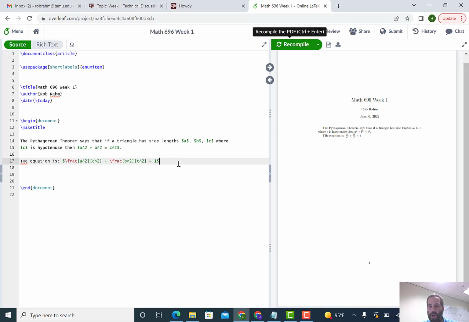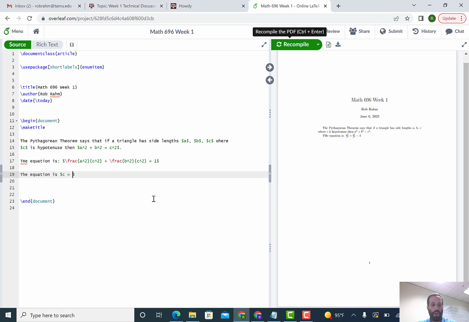Let me show you another couple of common math commands as well. So I showed you how to do square in the last video. Let's think about how to do square root. So here, I might be able to say if I want to solve this equation for c, I could write the equation is, and now I'm also going to show you how to do plus or minus as well.